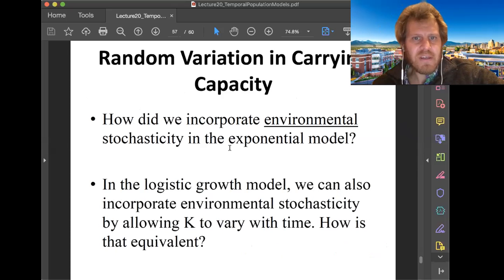All right, so how do we incorporate environmental stochasticity in the exponential model? This is where we go from our deterministic models to our statistical models. And we can do that using a lot of the same processes we've already talked about. In the logistic growth model, we can also incorporate environmental stochasticity by allowing K to vary with time. And we'll see an example of what that looks like.